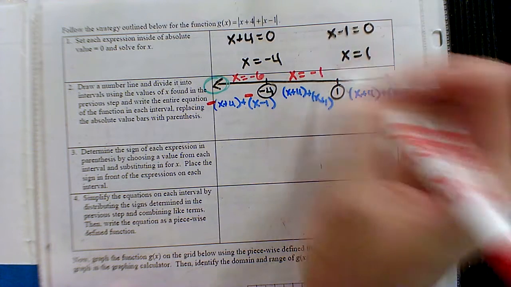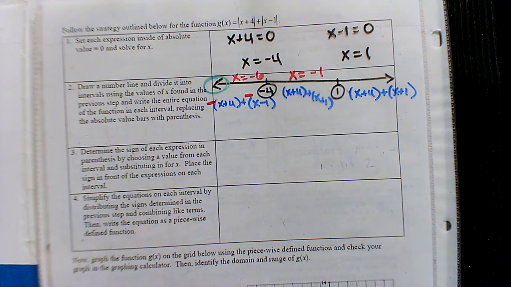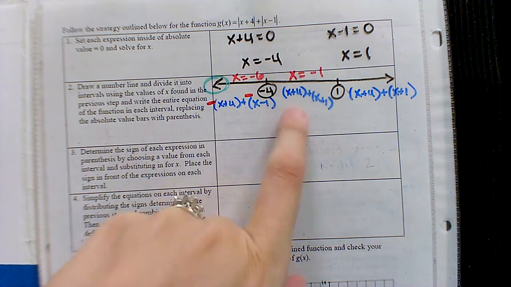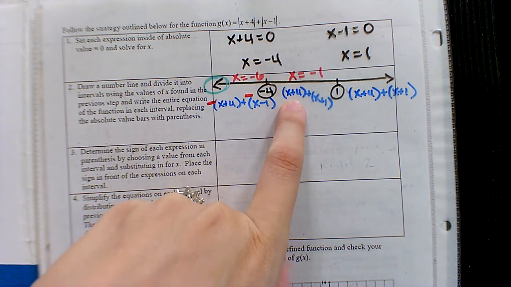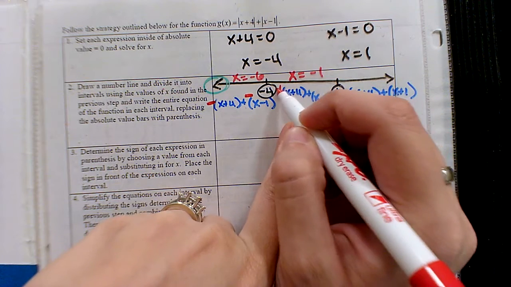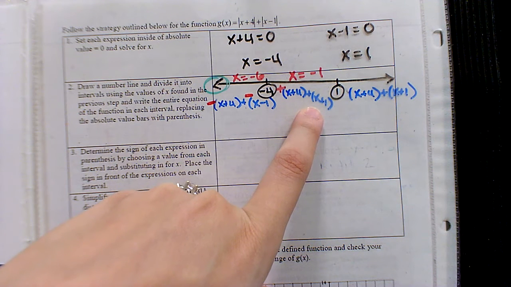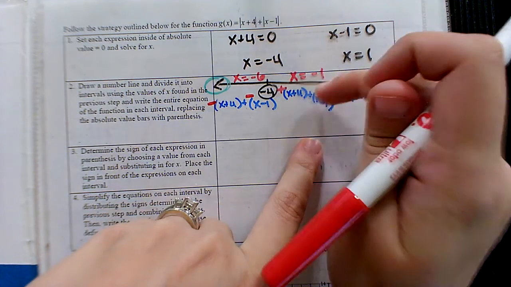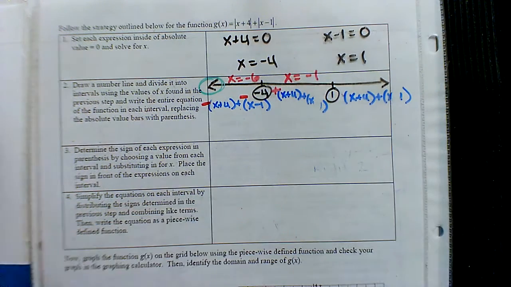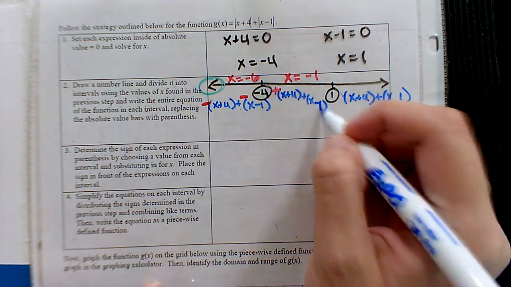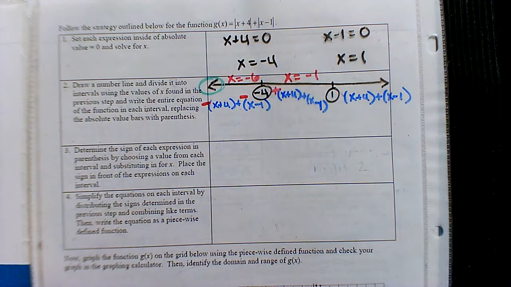Negative 1. You could pick 0. You could pick negative 3. Anything you want. Plug in negative 1. Negative 1 plus 4, positive or negative? Positive. Now negative 1 plus 1. Oh wait, that should be minus 1, right? My mistake. I was wondering why we were getting 0 there. I copied that wrong. That should work better. Negative 1 minus 1, positive or negative?